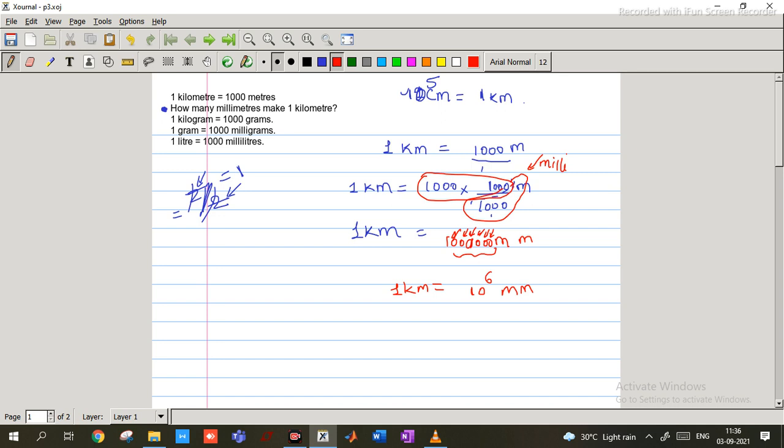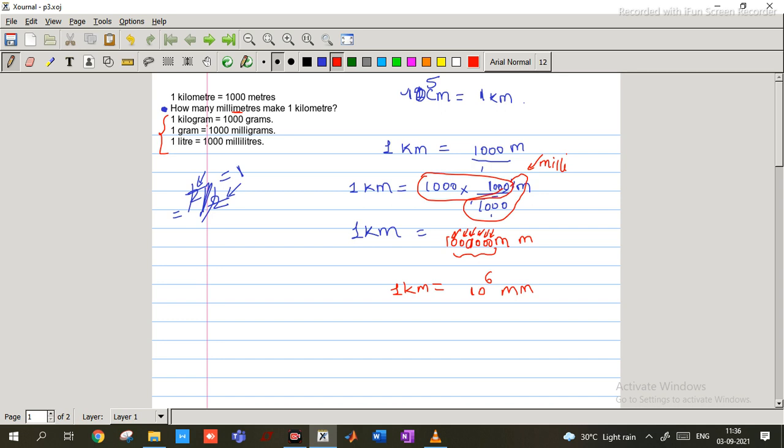Okay, so 1 kilometer makes how many millimeters? It will be 10 raised to 6 millimeters that make 1 kilometer. Okay, I hope you got it. Now his next question is: 1 kilogram is 1000 grams. He's actually saying that.